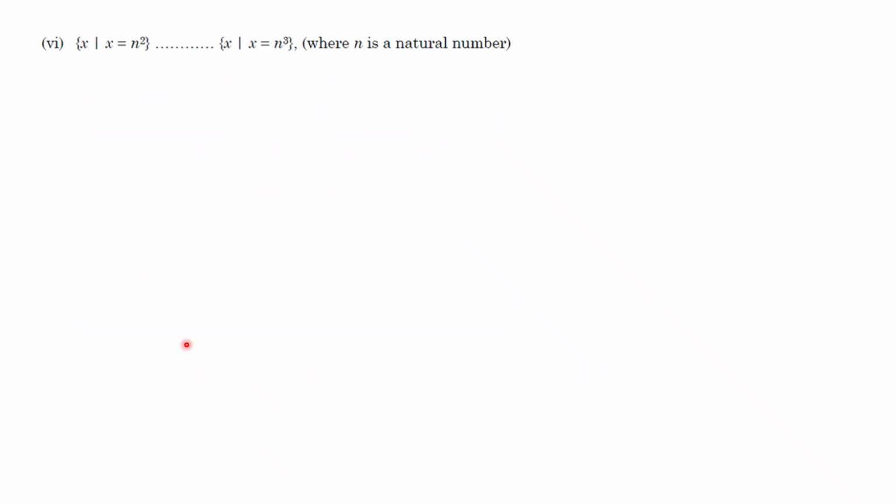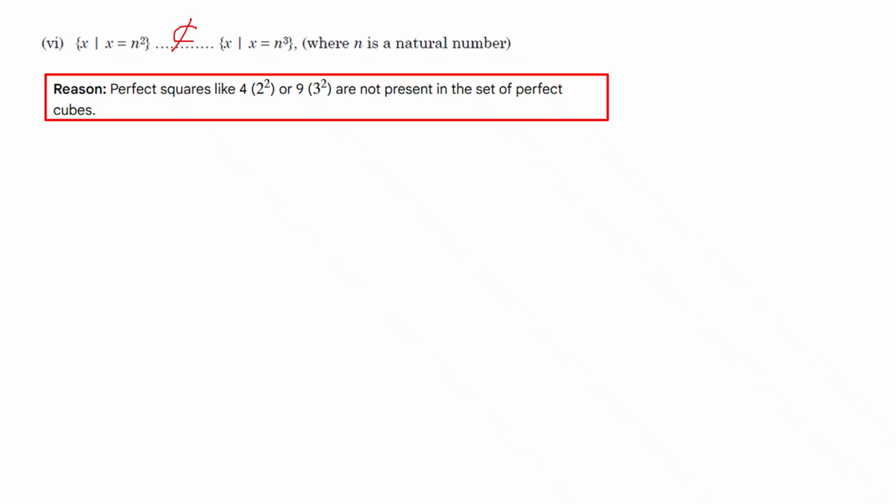Now next one, x equal to n square and x equal to n cube, means any natural number square here and here cube. So natural number square is 1, 4, 9 and 16, and cube will come 1, 8, 27. So it is not included, right? It's not a subset because 1, 4, 9 doesn't come under the cube of the natural number. So this is not subset.